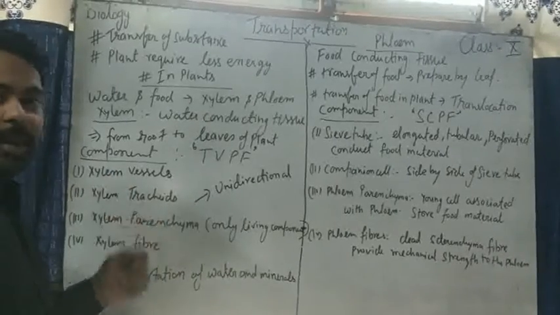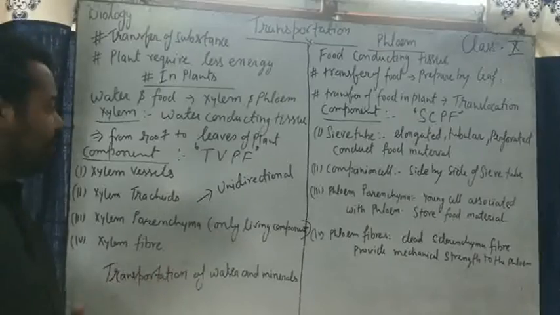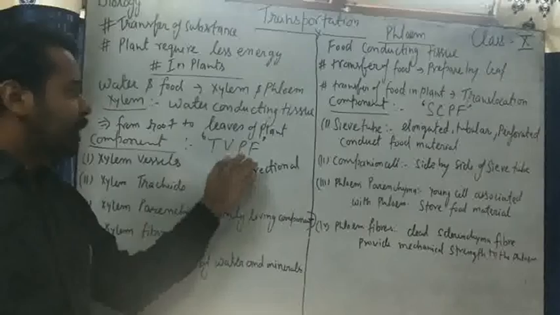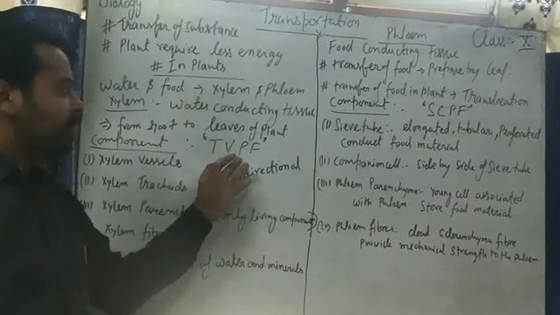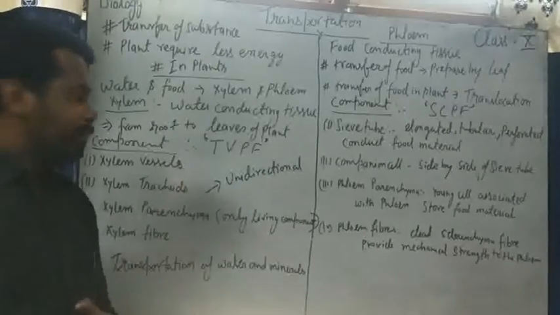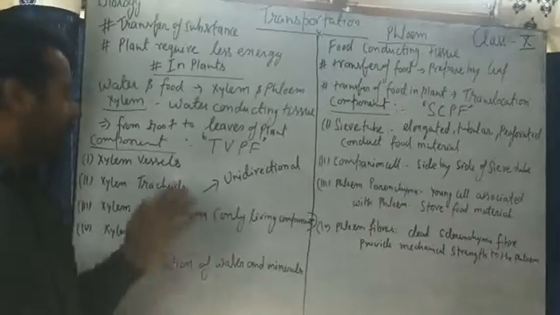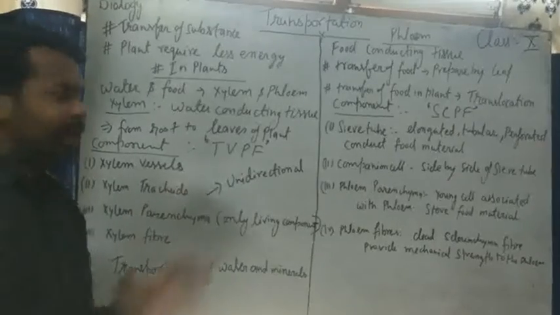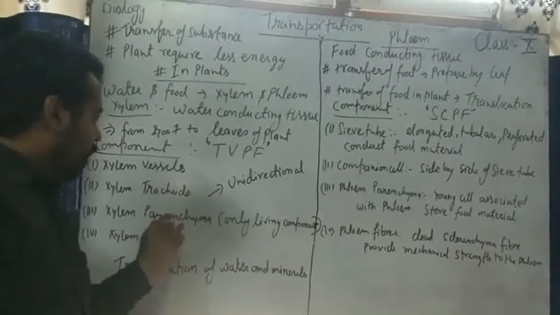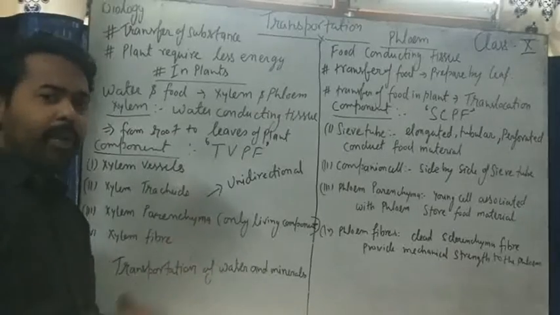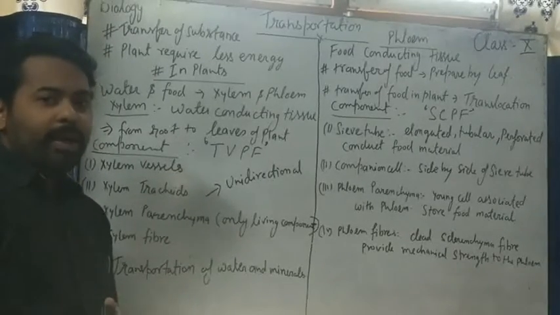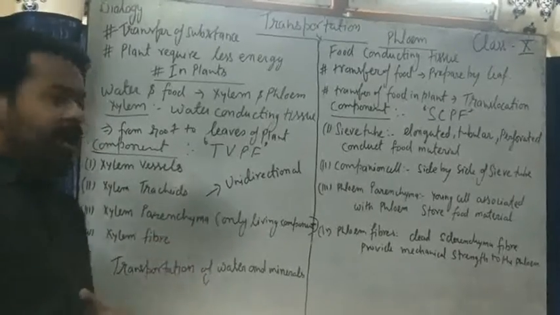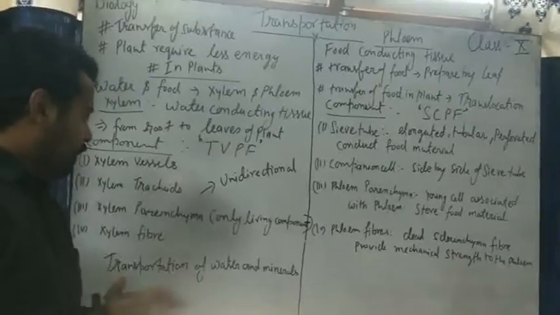Xylem vessels, xylem tracheids, xylem parenchyma, xylem fibers. To learn this thing, a keyword is there: TVPF. T for tracheids, V for vessels, P for parenchyma, F for fiber. First, xylem vessels. Xylem vessels are pipe-like structure, and side by side tracheid cells are present. They are dead cells. Now, parenchyma. Xylem parenchyma is the only living cell present in xylem. And xylem fiber helps to bind all these cells.